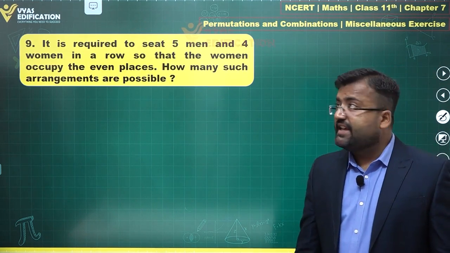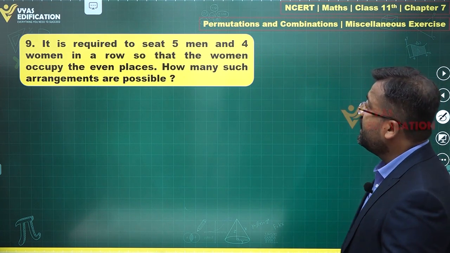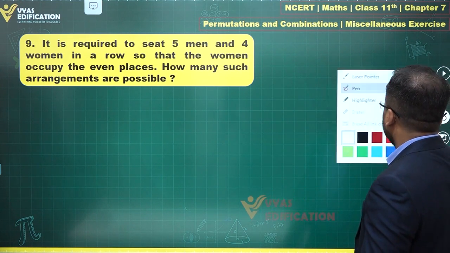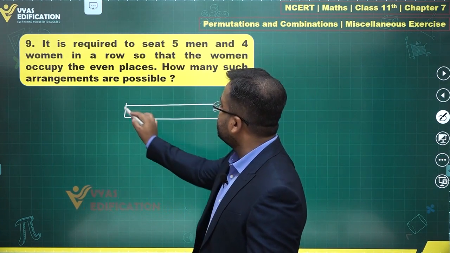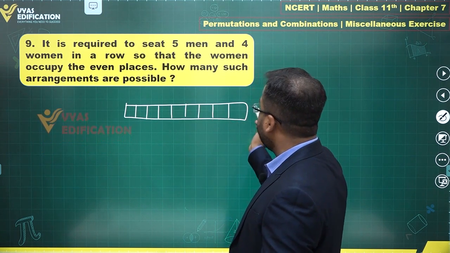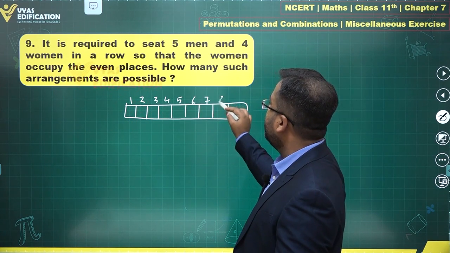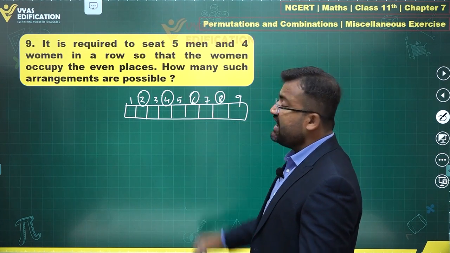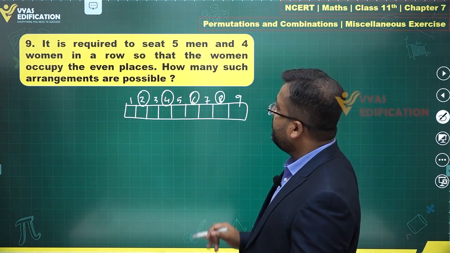9th. It says it is required to seat 5 men and 4 women in a row so that the women occupy the even places. How many such arrangements are possible? So you have 5 men and 4 women, a total of 9 persons. You have 1, 2, 3, 4, 5, 6, 7, 8, 9 places, out of which these are even places. And it is said that the women occupy even places.